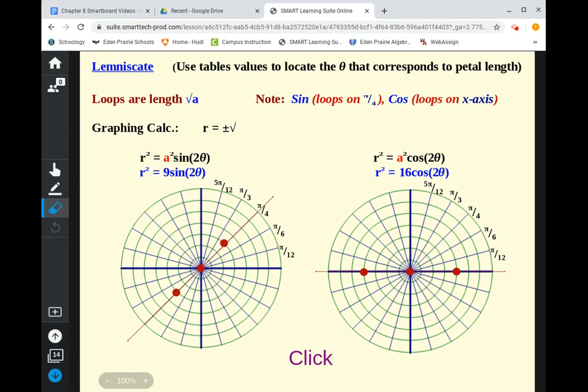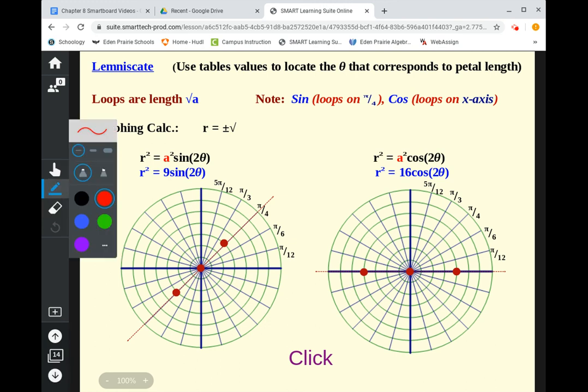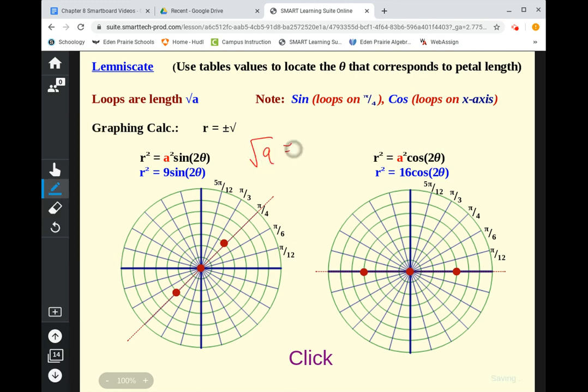Use table values to locate theta. That corresponds to petal length. Loops are length square root of a. That is important. So, square root of a. If you look at the first example, r squared equals a squared sine 2 theta. Well, a squared is 9. So we'd actually take the square root of 9, which is 3. You also have to recognize that it's the sine. So I count out 1, 2, 3, and 1, 2, 3 on the pi over 4 rotation line.